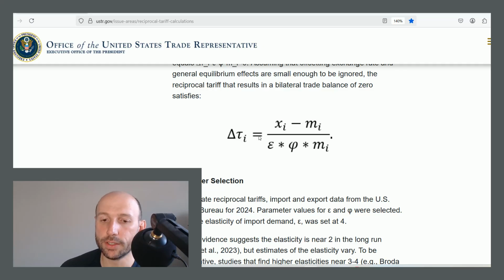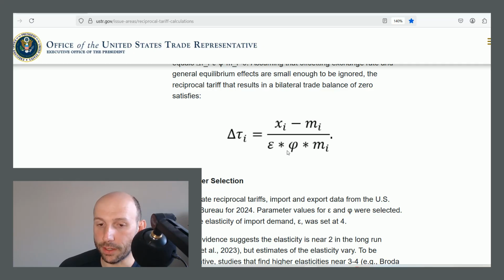So in the denominator, we have M again, which is imports, and then we have these two other values. This one that kind of looks like an E is called epsilon, and it represents the proportional change in imports as a result of a change in import prices, in simple terms, and this is a negative value, because if import prices go up, imports go down. And if import prices go down, imports go up. Okay, so epsilon is negative.